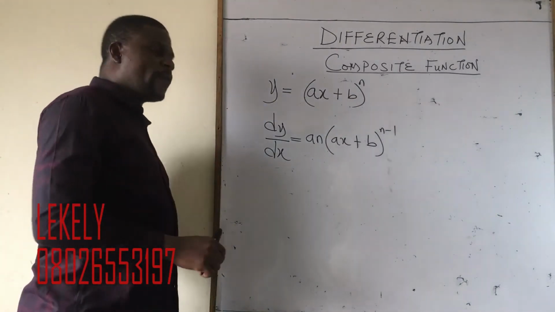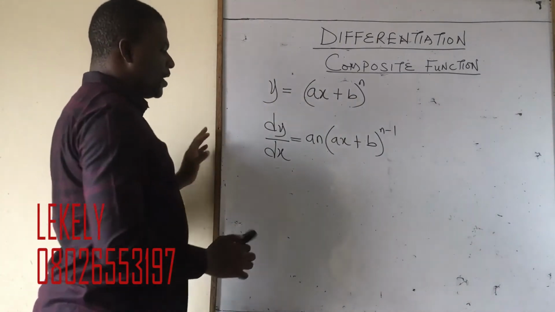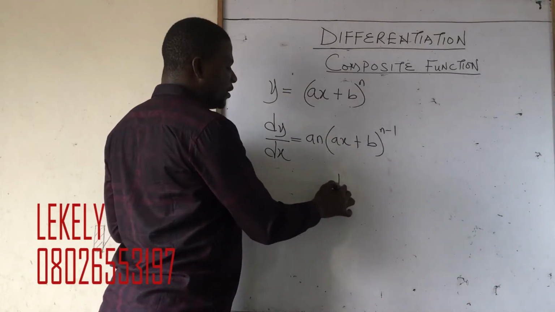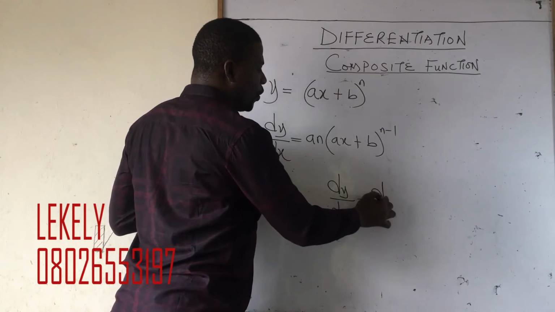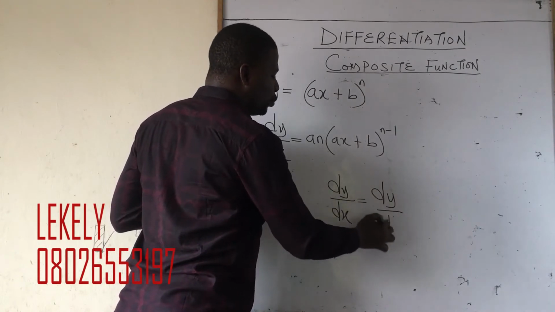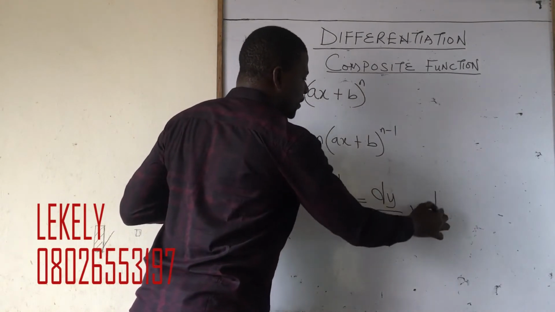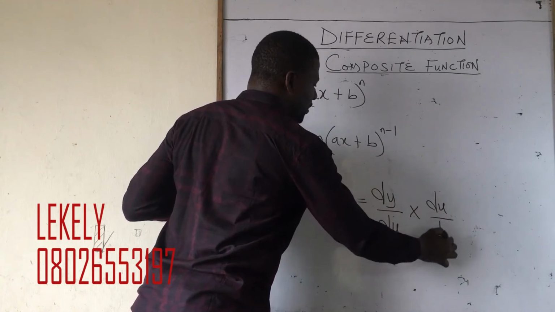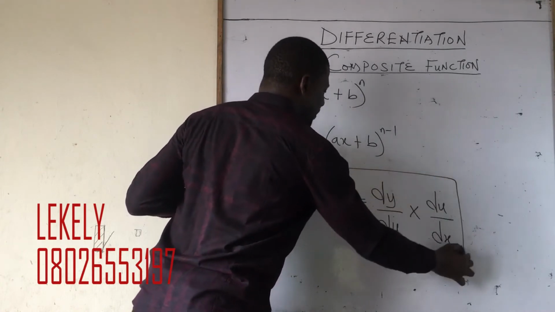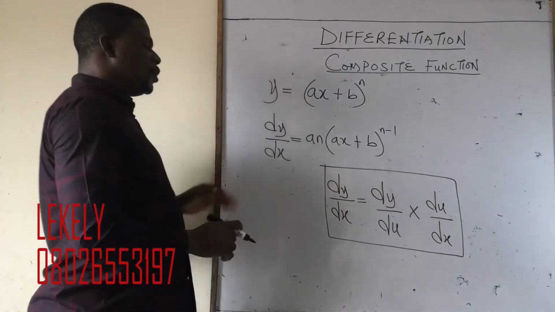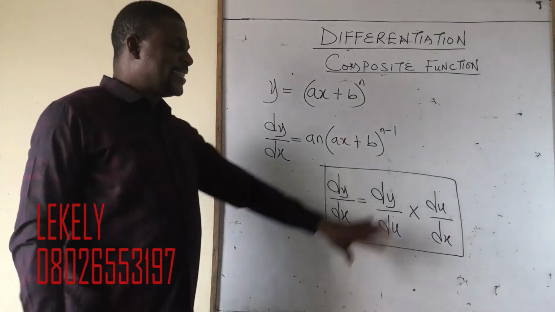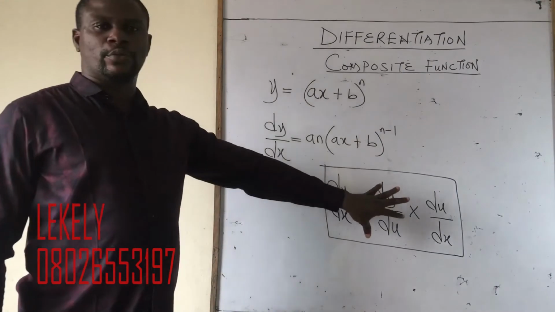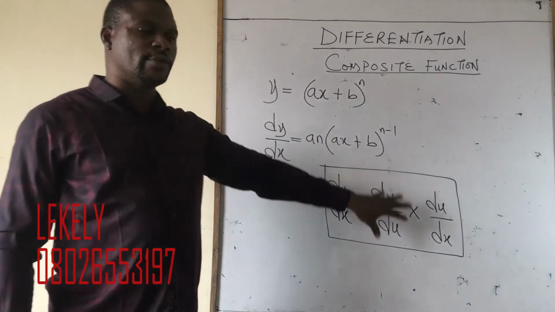But the composite function or chain rule is saying that dy/dx at every given point is always dy/du times du/dx. dy/dx is equal to dy/du times du/dx. This is composite rule, function of function or chain rule.